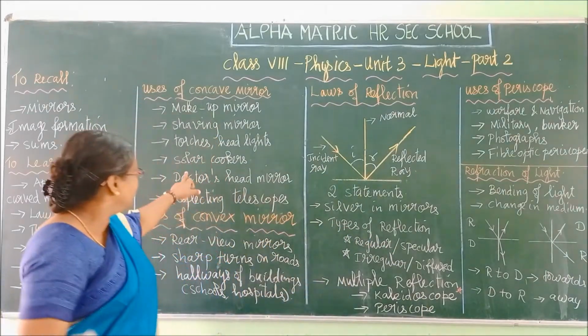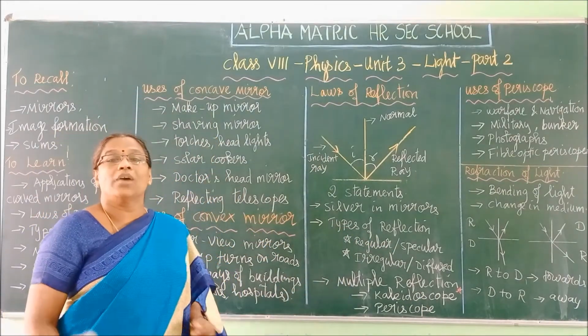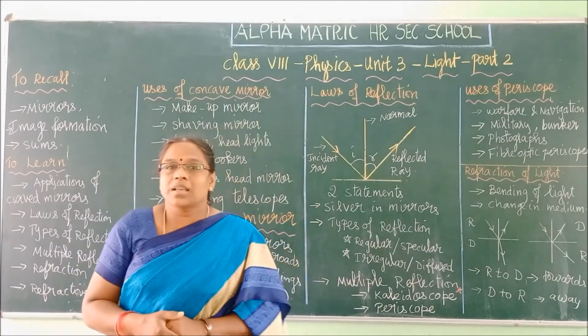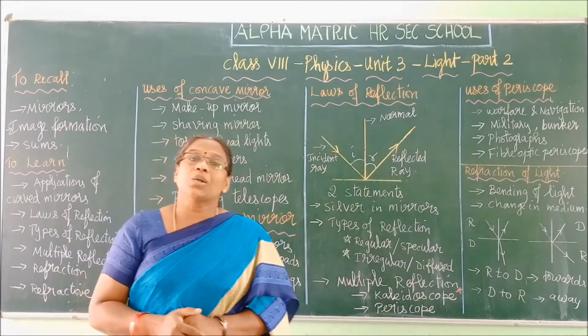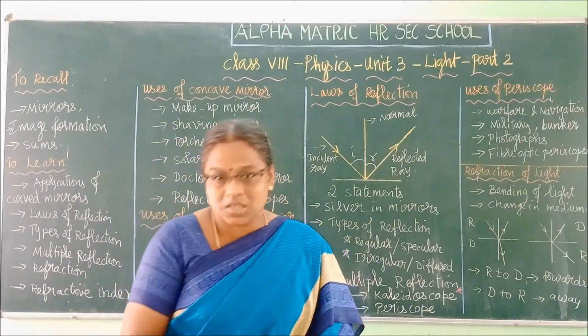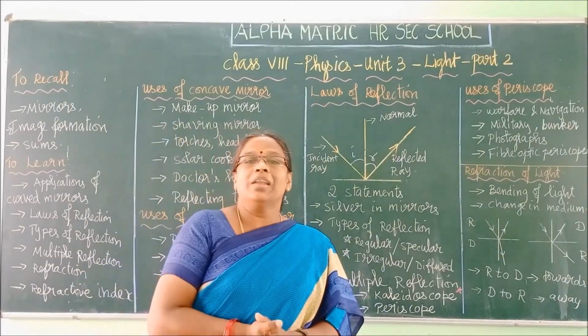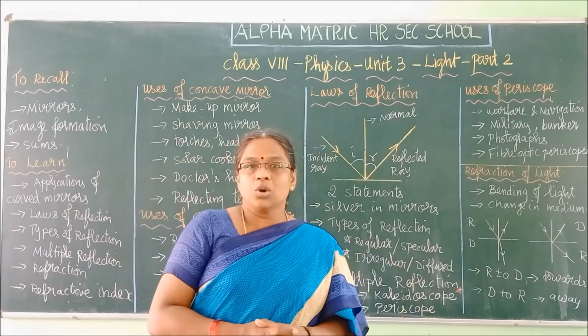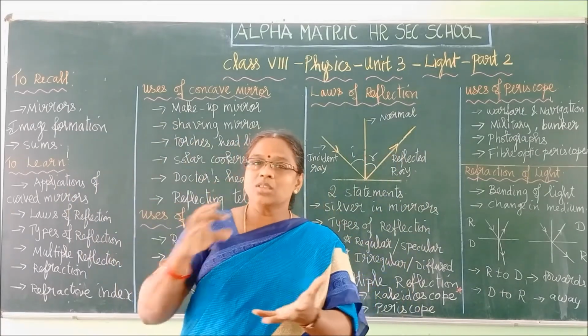Now next one, it is used in solar cookers and solar furnaces. Already I told you this in the previous classes. Concave mirror is otherwise called a converging mirror. Do you remember that? It will focus all the light rays at one particular point. So solar cookers use this mirror.